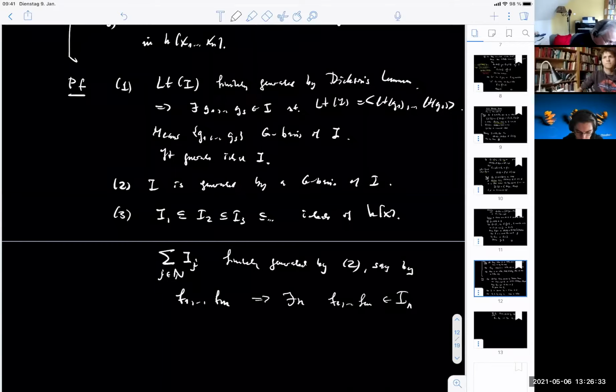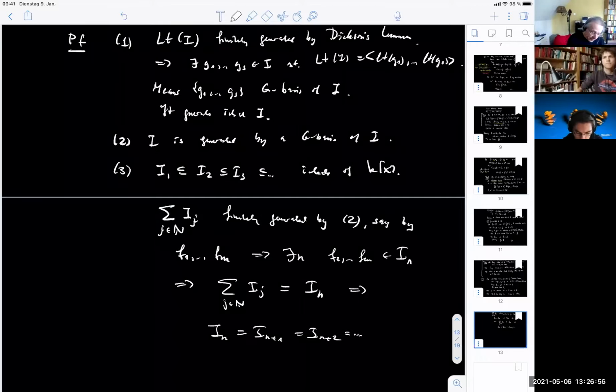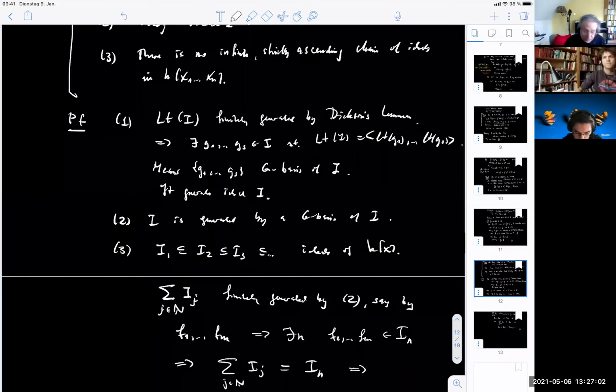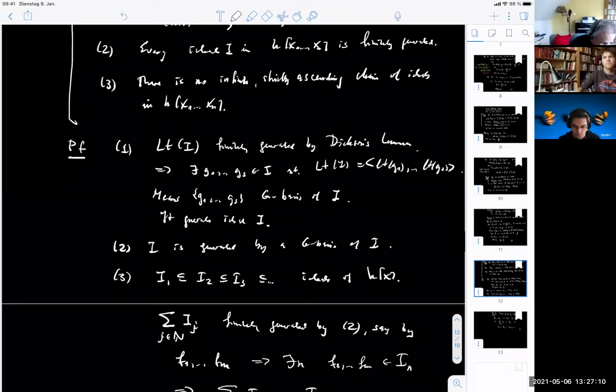And then I see that the sum of all the ideals here must be In. And there's nothing happening anymore after n. So In equals In plus 1 equals In plus 2, etc. So this chain becomes stationary. So there is no infinite strictly ascending chain. Right. And so this property 2, which is actually equivalent to 3, is called Noetherian.